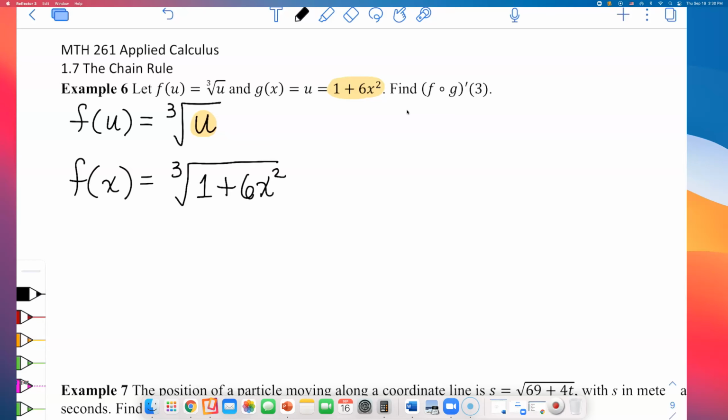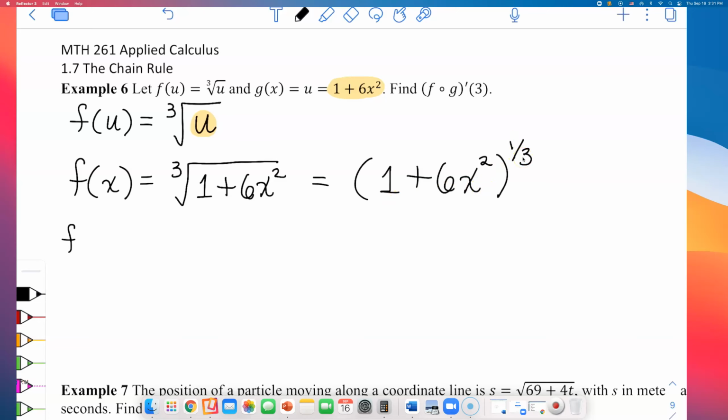Okay, so we're done with finding this much. Now we have to find the derivative of this, and that requires some chain rule. So I'll go ahead and rewrite this as 1 plus 6x squared raised to the 1/3 power, because cube root is the same thing as raising something to the 1/3 power.